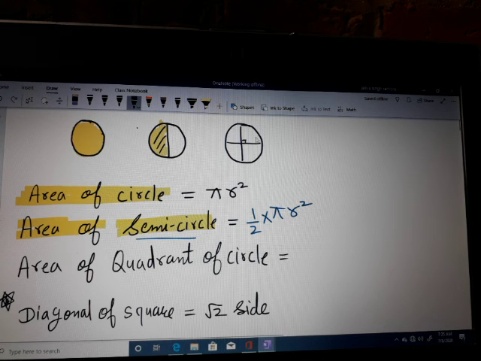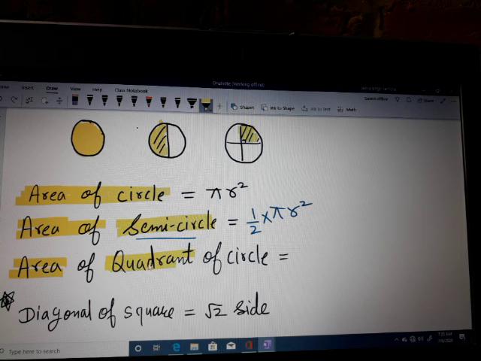I am showing this part. This is the quadrant of the circle. This part is also a quadrant of the circle. This is also a quadrant, this is also a quadrant, and this one is also a quadrant. How will you find the area of a quadrant of the circle?